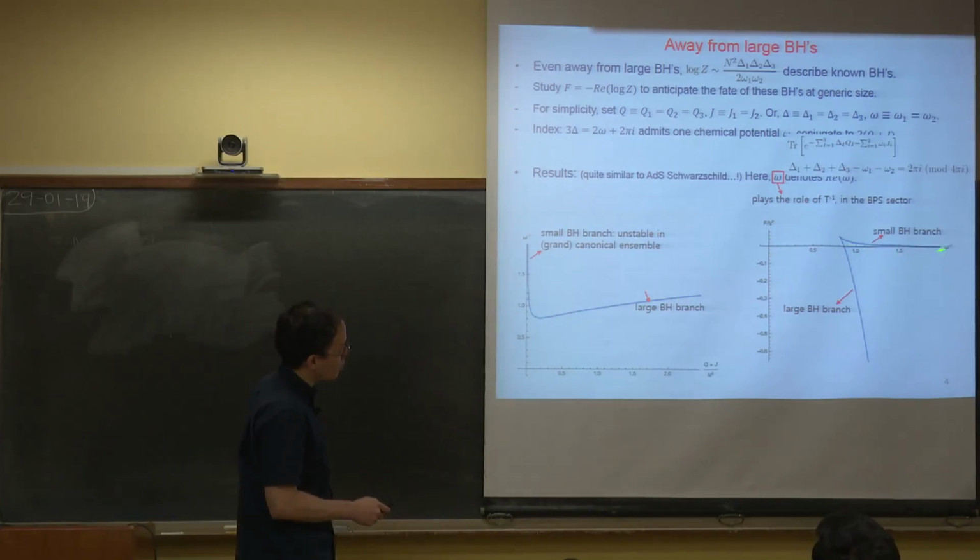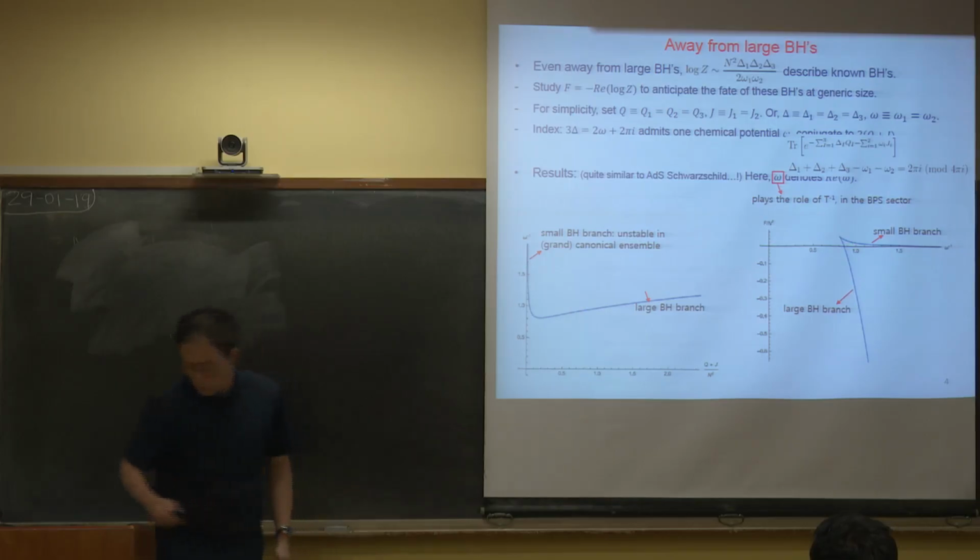Okay? Small black hole branch I'll ignore. The large black hole branch, right after its nucleation, has positive specific heat, so it loses against the graviton saddle point. But as you increase the temperature-like variables a bit more, suddenly it changes sign in the free energy, so it becomes more dominant than the graviton saddle point.